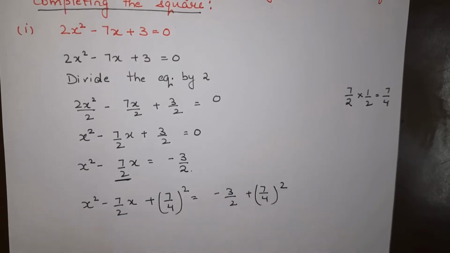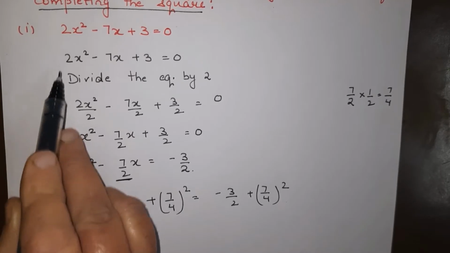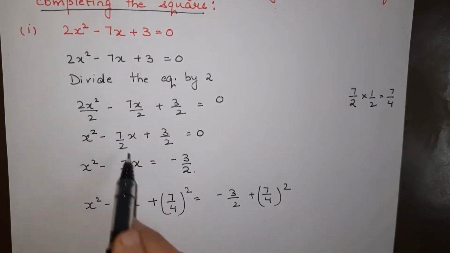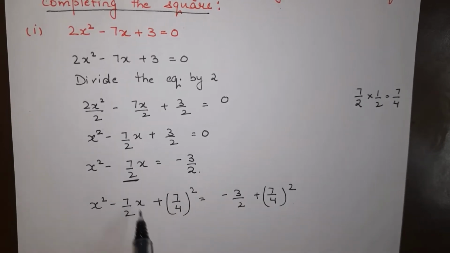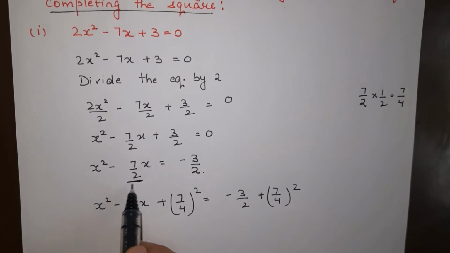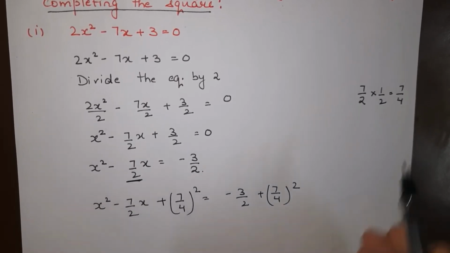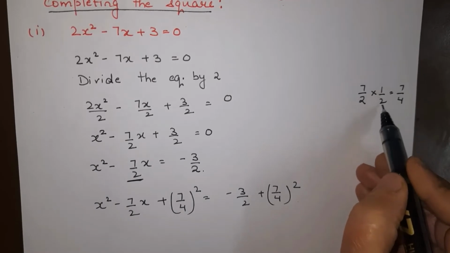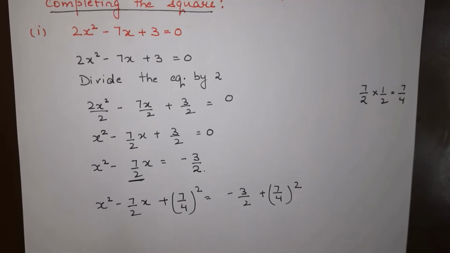So let us repeat the steps. First, you have to see the coefficient of x square and divide the equation by that coefficient. You have to take the constant term to the other side, and then you have to take the term containing x and see the coefficient, which is 7 by 2. You can take that without the sign. So 7 by 2, multiply it by half, it will be 7 by 4, and then you have to add the square of that number to both sides.